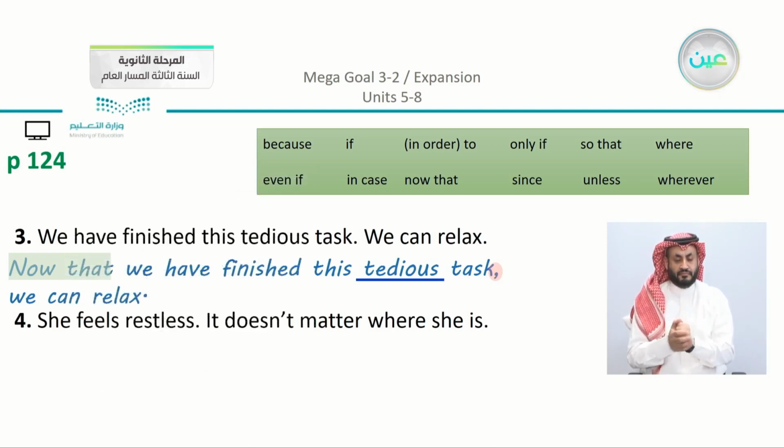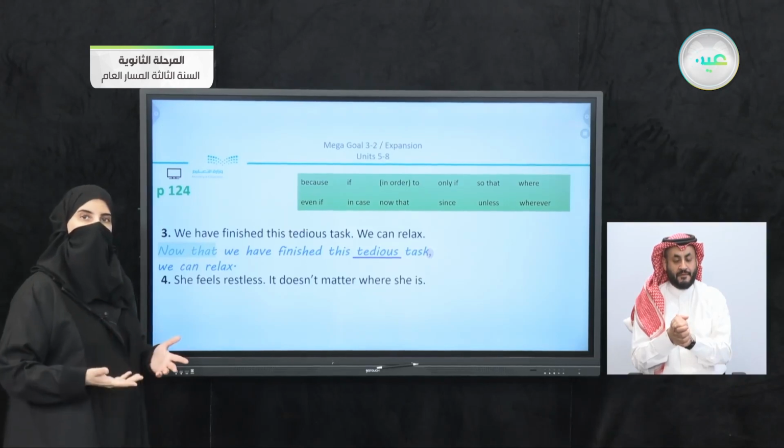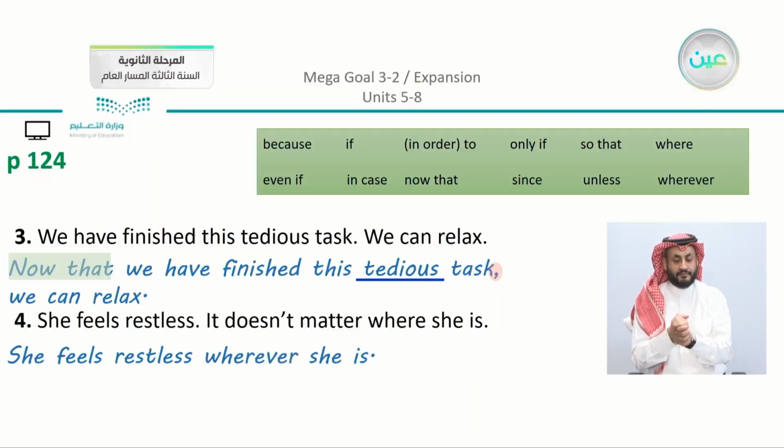We have number 4, she feels restless. It doesn't matter where she is. So there is a hint in this sentence because we have the word where. So we're going to say, she feels restless wherever she is. Now we just changed a little bit in the sentence, so we can use the conjunction wherever.